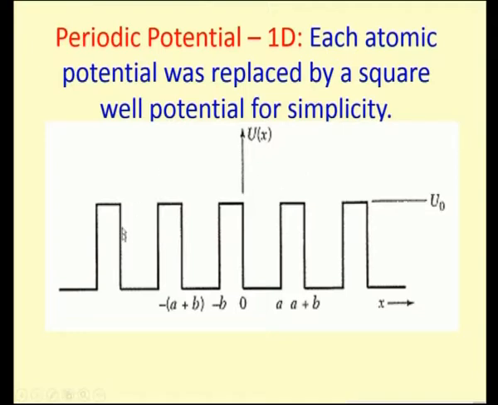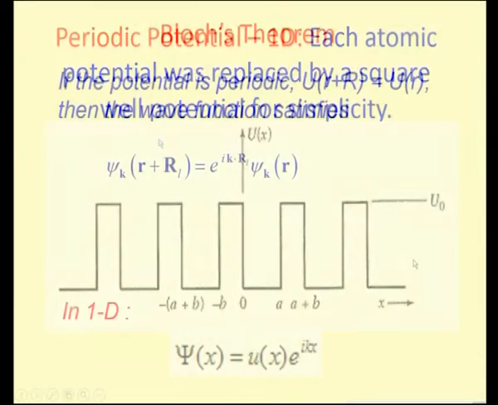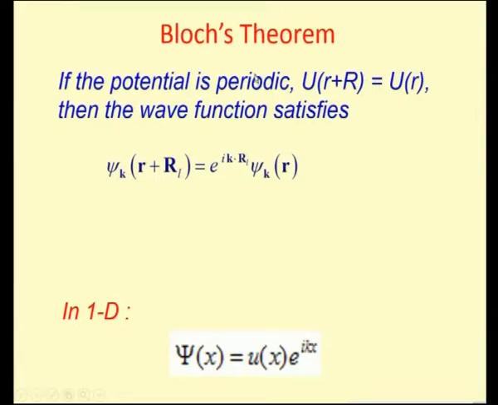So, every atomic potential is replaced by, or assumed to be, a square well potential as a first approximation, and in between two square wells we have a barrier and so on. So, the electron is moving across this series of barriers and potential wells. There is a theorem called Bloch's theorem, which gives information about the wave function of an electron which is traveling through this periodic potential array.